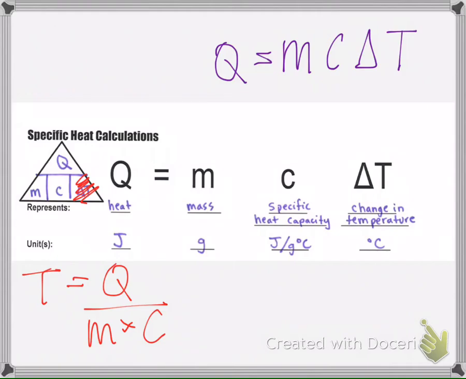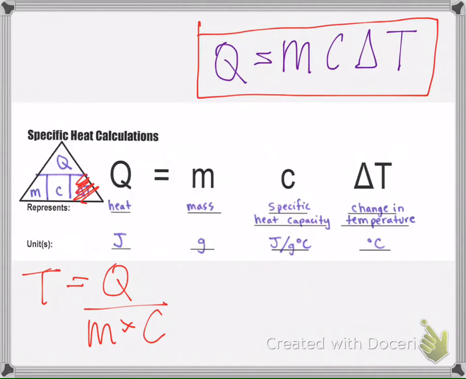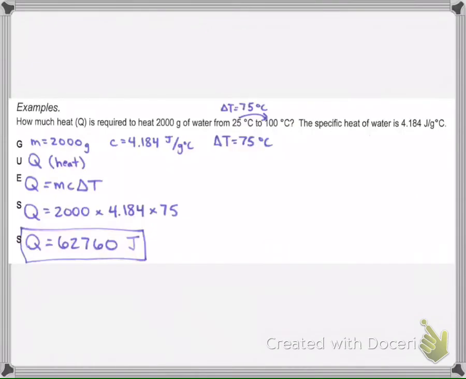The triangle just helps you with the algebra if you know how to manipulate an equation, which at this point you should. Basically, whatever you're solving for, you just isolate to one side, and then you pretty much plug and chug. So I'm going to do the first example with you. Again, you're just identifying all your variables and then determining what you need to solve for.